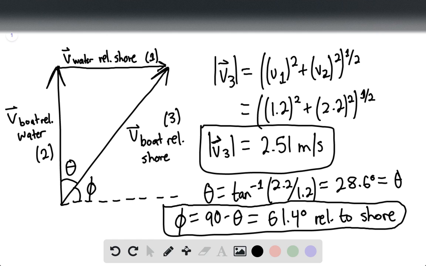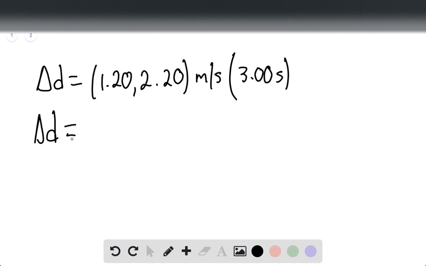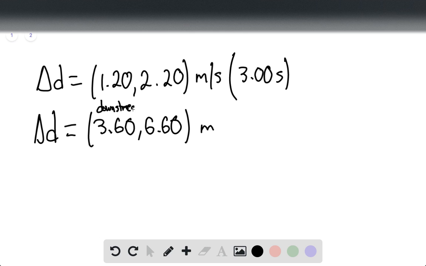And then for part B, they're asking us for the change in displacement, and this is going to give us 1.20, comma 2.20 meters per second, and then this will be times 3.00 seconds. So delta D, the displacement, is going to be equal to 3.60, comma 6.60 meters. This would be downstream, and then this would be across the river.